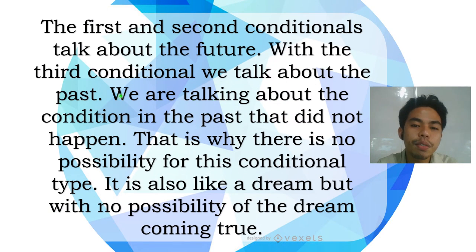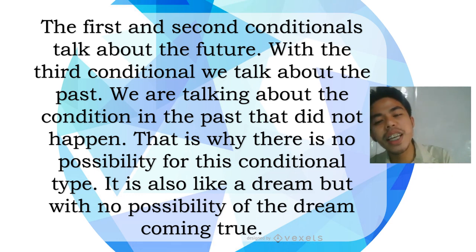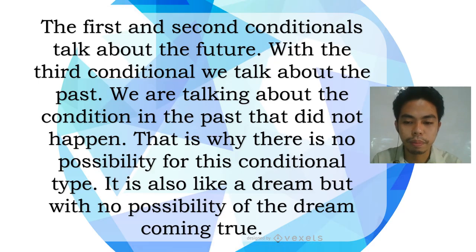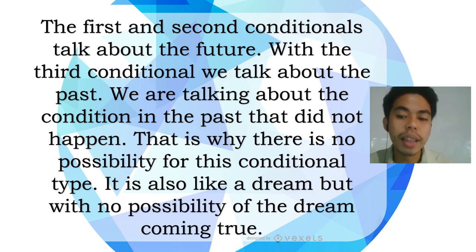So here, the first and second conditionals talk about the future. With the third conditional, we talk about the past. We are talking about the condition in the past that did not happen. That is why there is no possibility for this conditional type. It is also like a dream, but with no possibility of the dream coming true. So you are just daydreaming, but that dream will never happen because it's already done. You have done something different from what you needed in order to get the result that you would like to get.